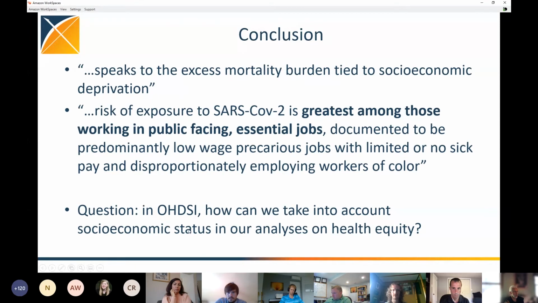A question I would have just for OHDSI: we need to make sure we take into account socioeconomic status in our analyses on health equity, and I guess maybe we'll be talking about that this afternoon at the health equity session. Thanks.